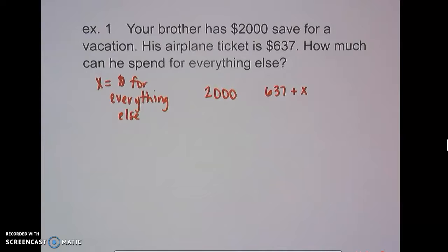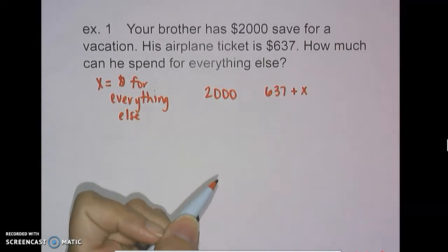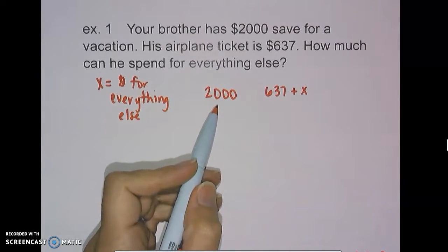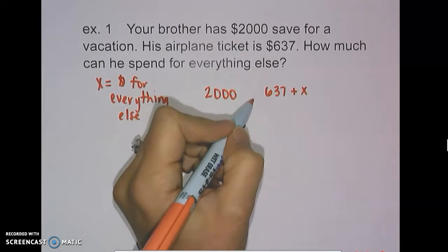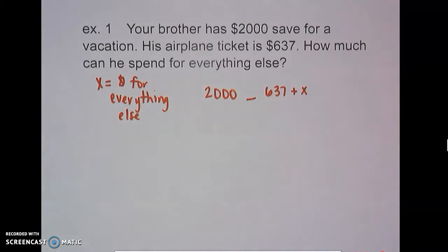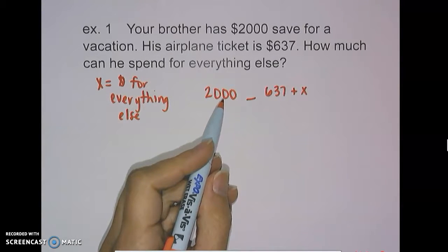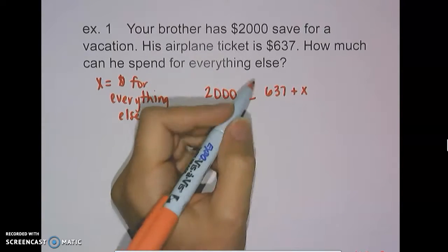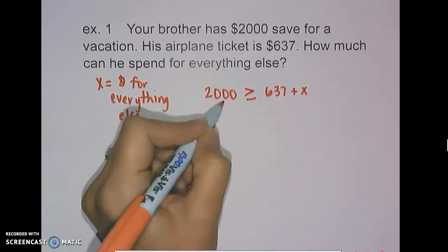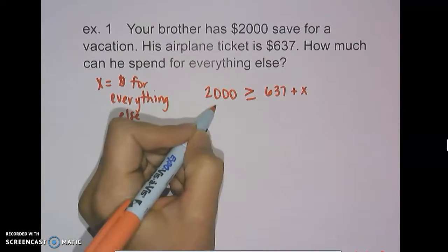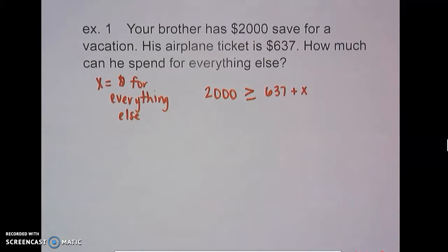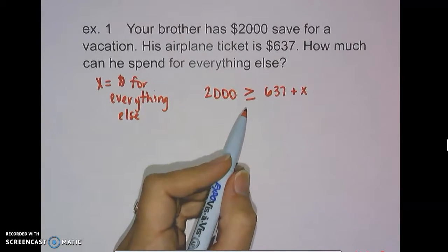Now it says he has $2,000 saved for a vacation. When you're trying to figure out what inequality symbol should go in here, you have to ask yourself, can he spend exactly $2,000? Yeah, he can spend everything that he saved. So then we need the equal to piece. Can we spend more than $2,000? No, he doesn't have enough money saved for that. So we need to make sure that $2,000 is the bigger thing out of these two sides. That's why the inequality symbol needs to open up towards the 2,000.